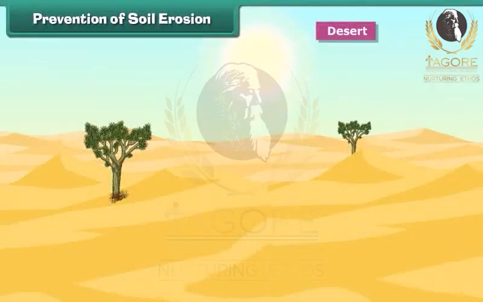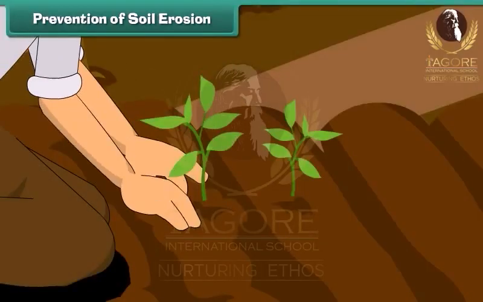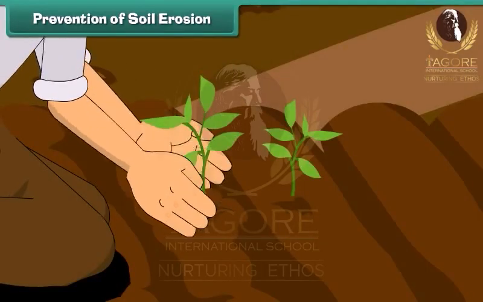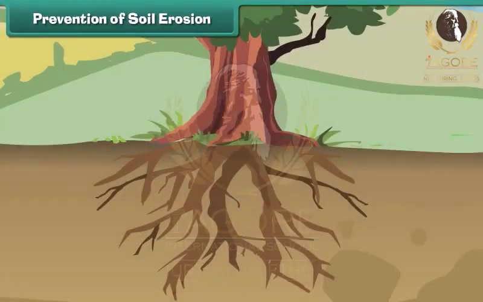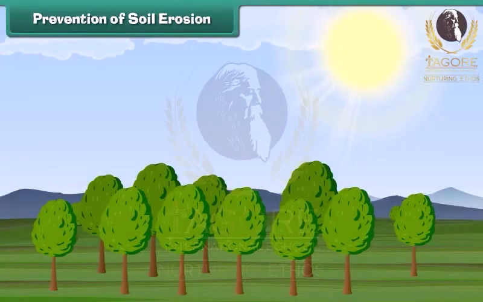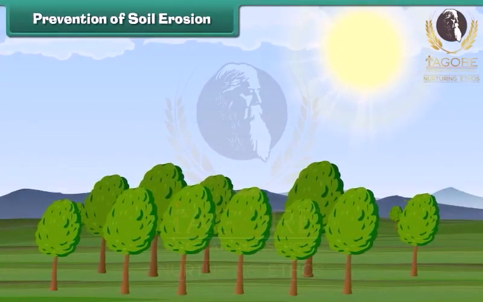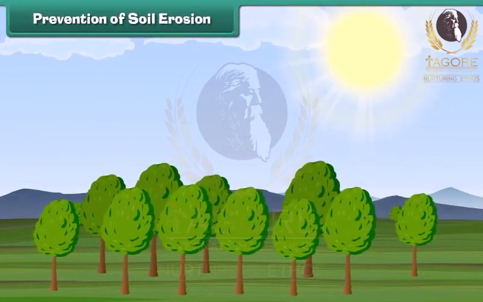Thus, it's the need of the hour to conserve the soil by preventing soil erosion. There are many ways of preventing soil erosion. One of the most common ways is to grow more and more trees. The roots of trees hold the soil firmly and do not allow it to wash away easily. Trees planted across the wind direction protect soil against the high-velocity winds.